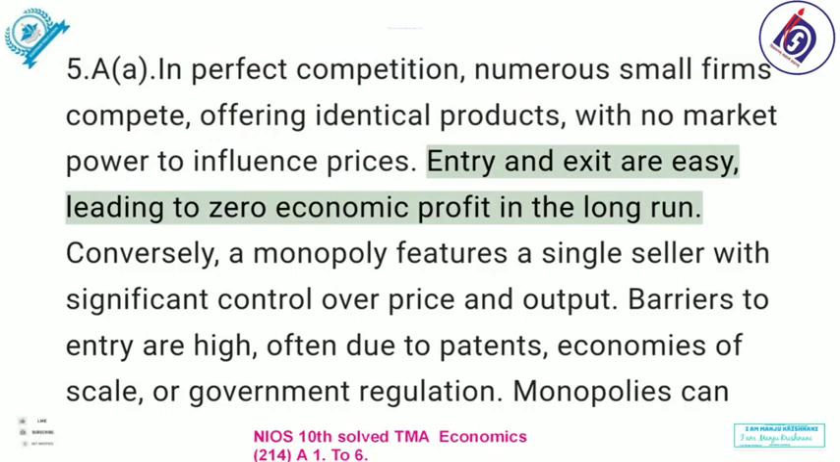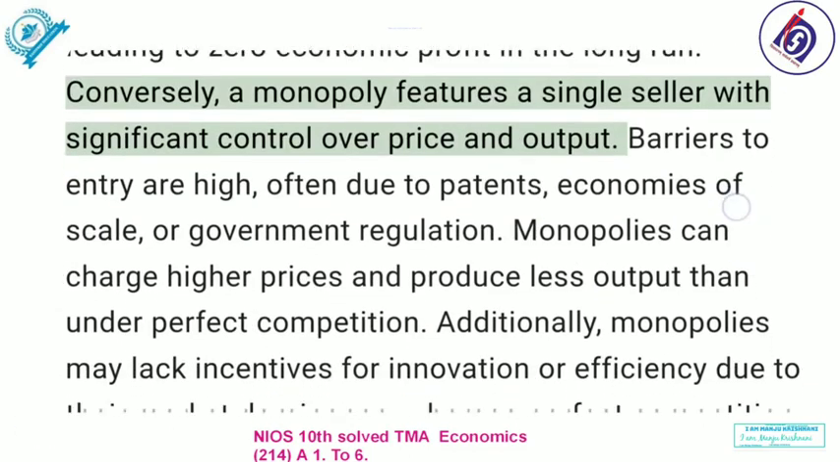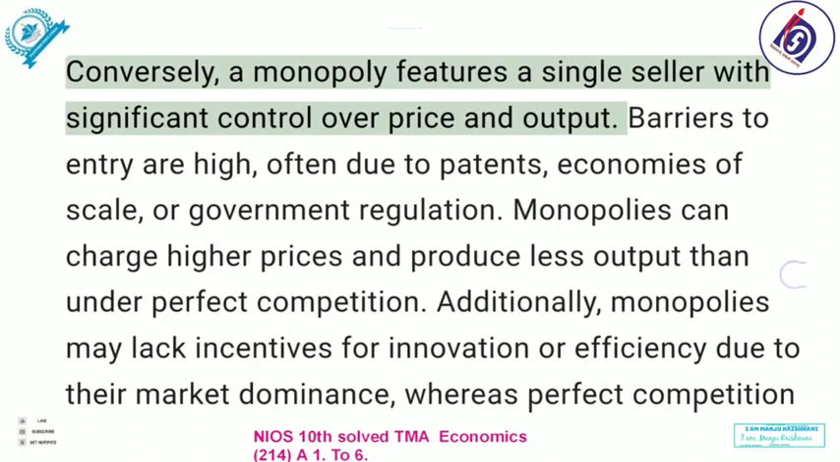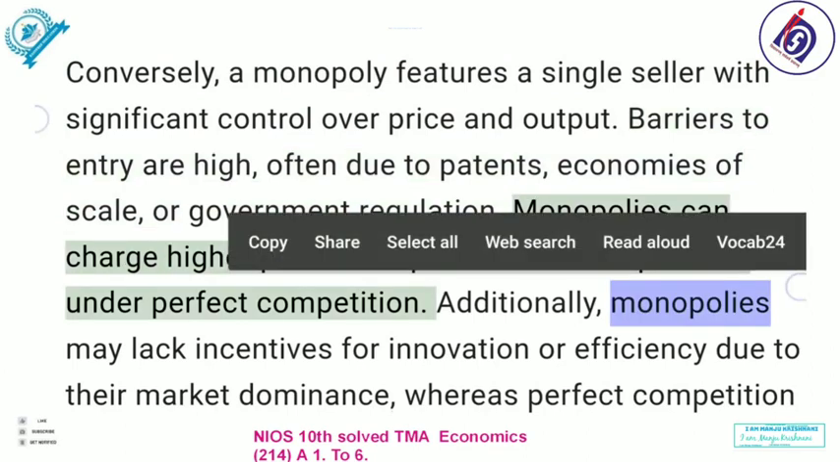Entry and exit are easy, leading to zero economic profit in the long run. Conversely, a monopoly features a single seller with significant control over price and output. Barriers to entry are high, often due to patents, economies of scale, or government regulation. Monopolies can charge higher prices and produce less output than under perfect competition.